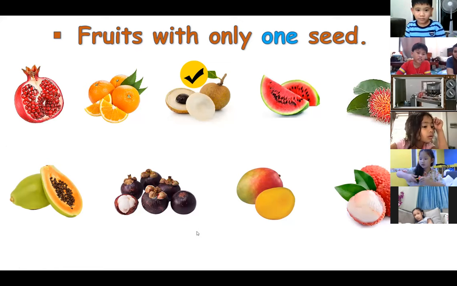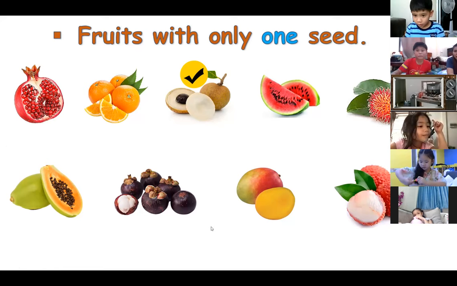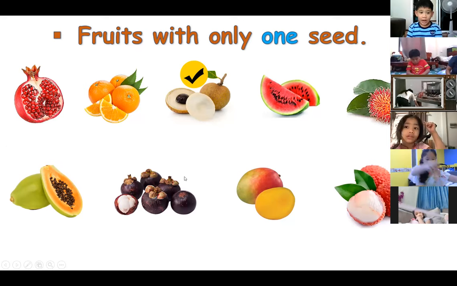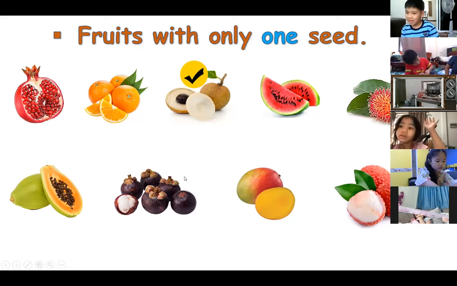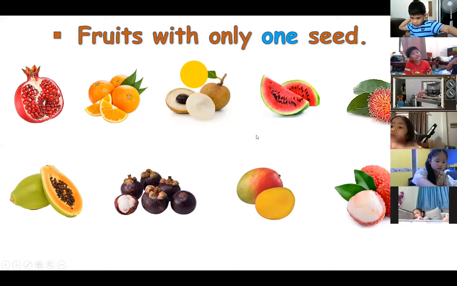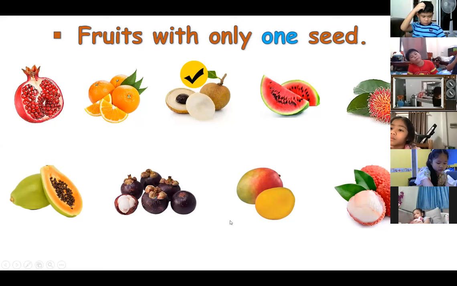What else? Mango. Yeah. Okay. Next. I don't know. It's okay. I know you don't know. You don't know the name, but you know already. I know that you know the fruit, but you don't know the name in English. It's okay. How about Milin? Yes, Milin. Say it, please.